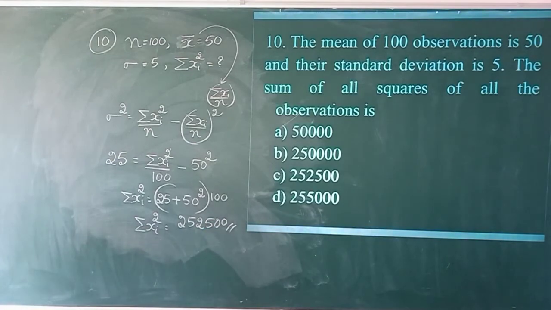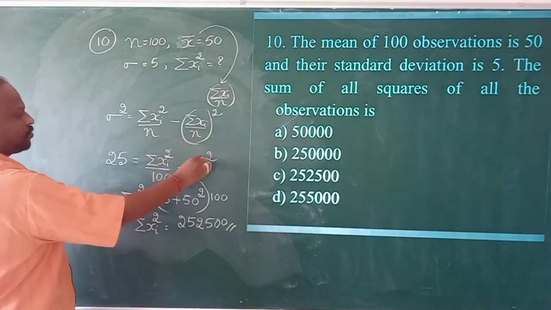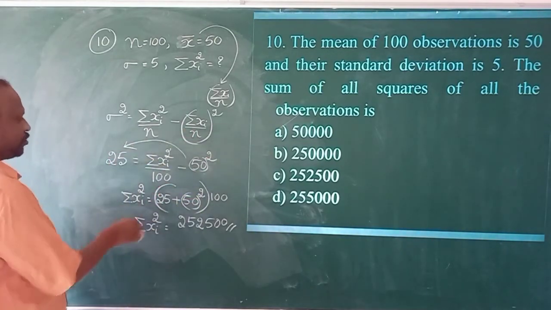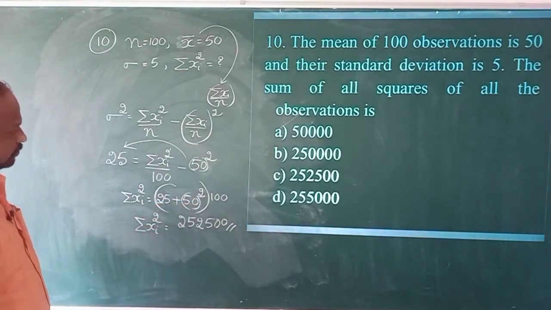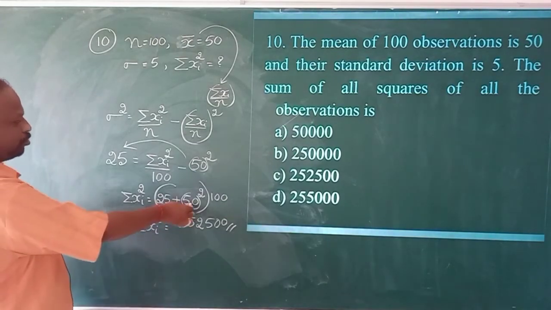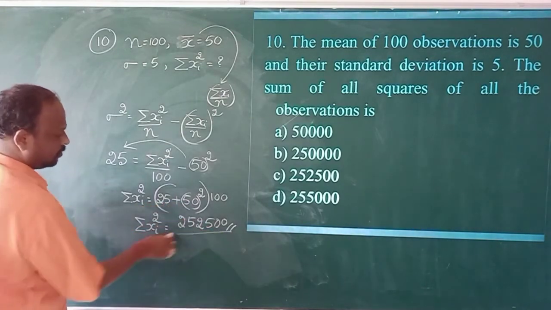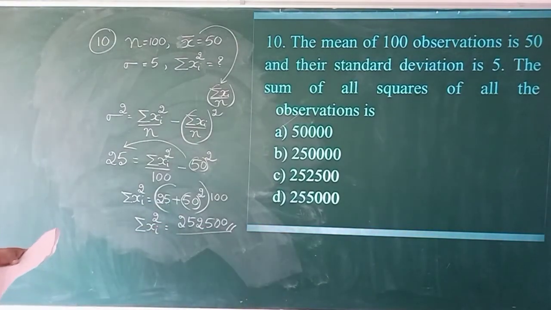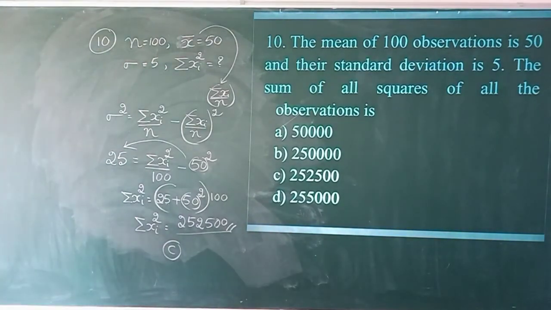Here you can observe sigma square is 25, sigma xi square by n is 100, sigma xi by n is 50 square. You transfer this to the left: 25 plus 50 square into 100. 2500 plus 25, 2525 into 100, 252,500. That is option C. Option C is the answer.